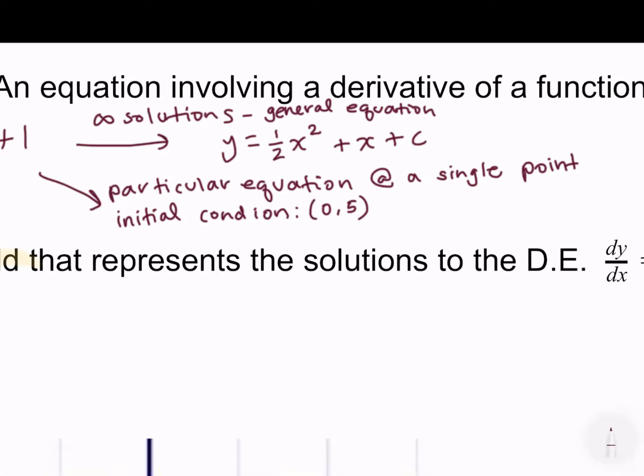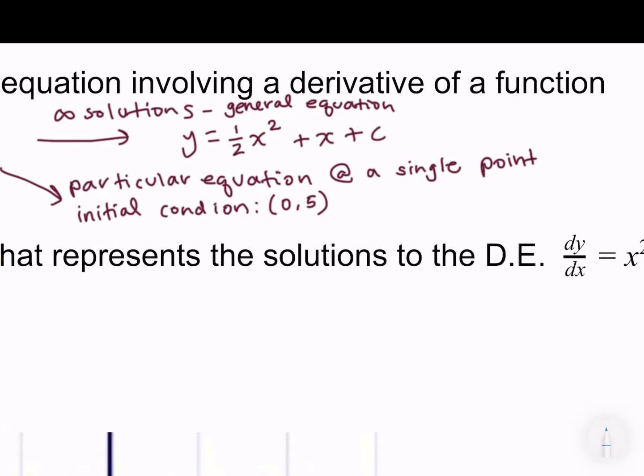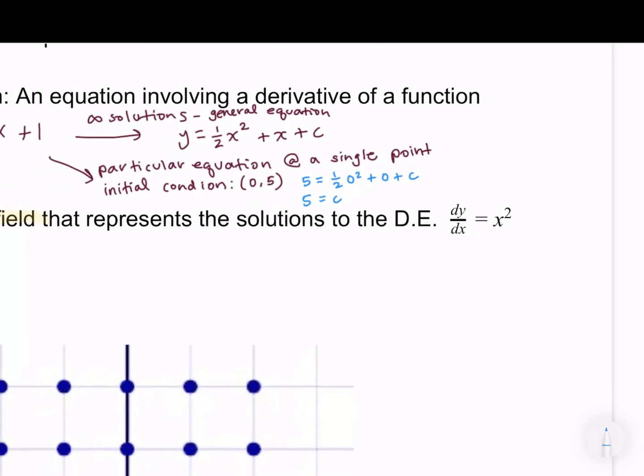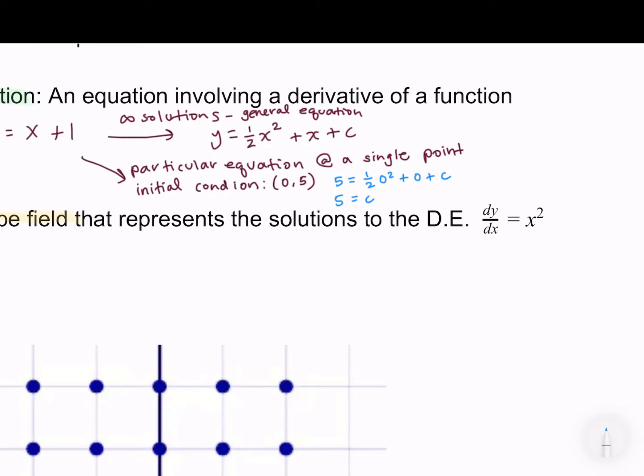I think I need to switch colors so this doesn't look so hard to see. If I'm given the point (0, 5), I would plug 0 in for x and 5 in for y, and I'd get 5 equals 1/2 times 0 squared plus 0 plus c. So obviously c equals 5. And then my exact solution, or my particular solution, is y equals 1/2 x squared plus x plus 5. So here, I'll stick to my color coding, we have these solutions to the differential equations.